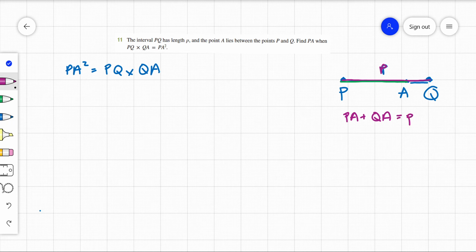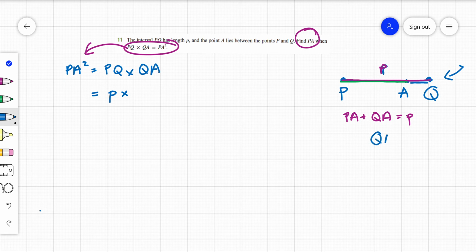Now that's handy because we're trying to find PA. If I look at what we've been given, I'll make PA the subject. I know that PQ is length p, and I know that QA, I don't want QA, I want everything in terms of p's and PA's. So I'll just rearrange this. QA is the same as p take away PA. So I'm going to sub that over here. It's the same as p take away PA.